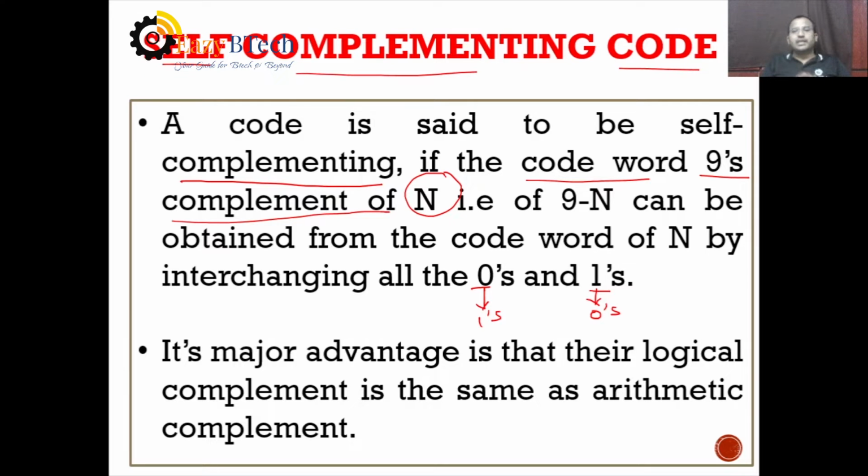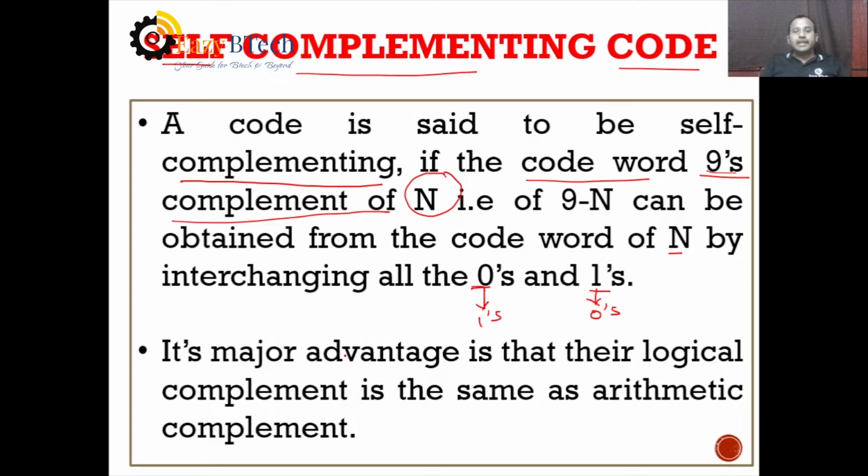So when will we say it is a self-complementing code? If the code word's 9's complement, which means we have to subtract the given number from 9, we can obtain from the code word by simply interchanging zeros to ones and ones to zeros. So whichever codes satisfy this property, they are called self-complementing code.